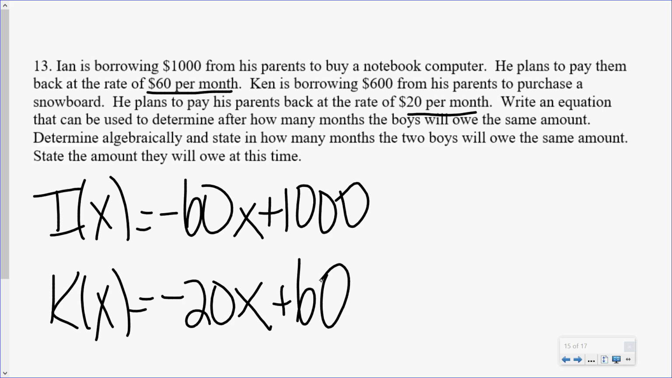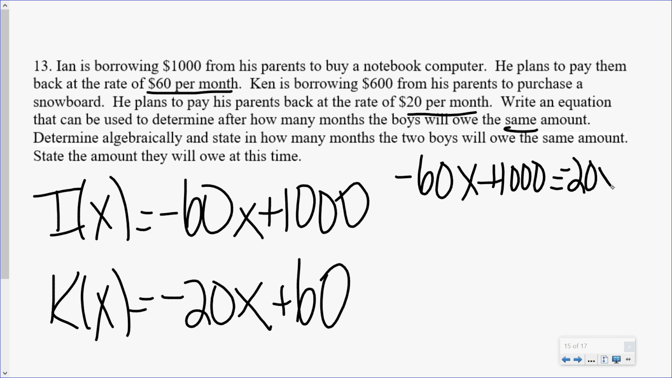Write an equation that can be used to determine after how many months the boys will owe the same amount. So again, same means equal. So I set them equal to each other. That's supposed to be 600.